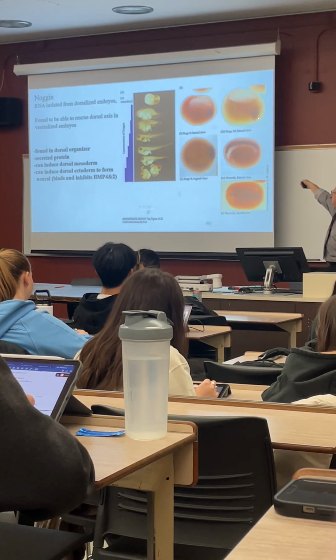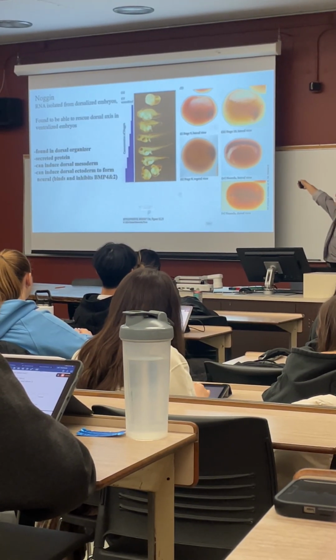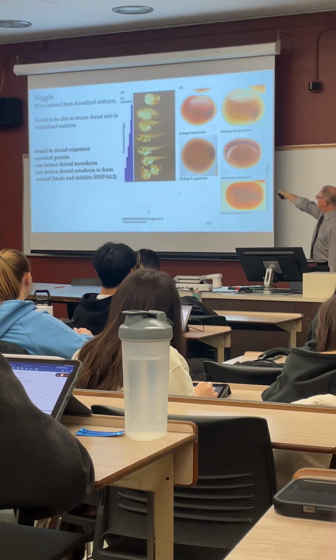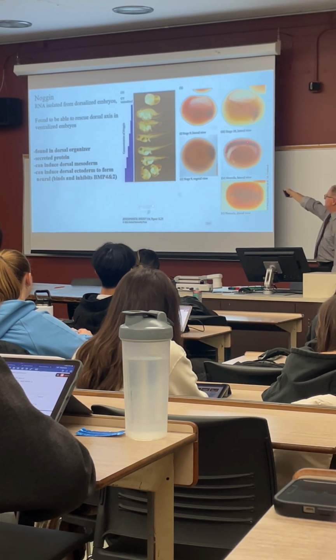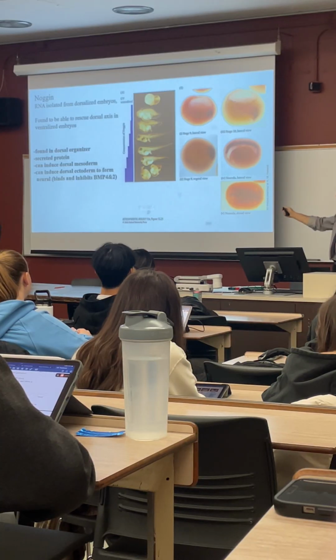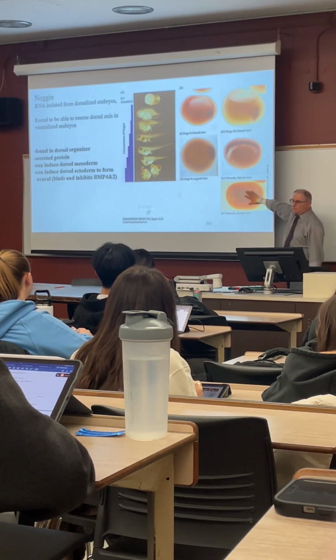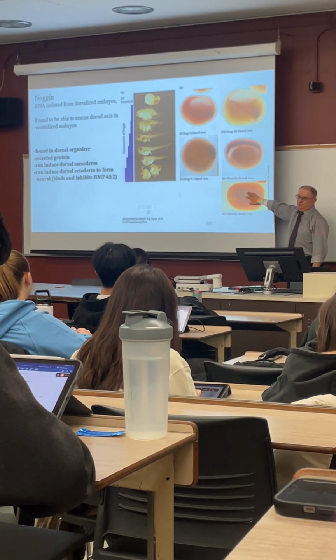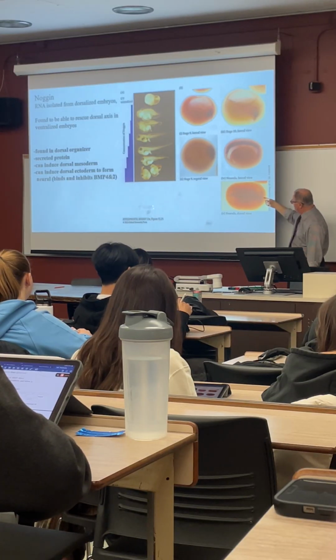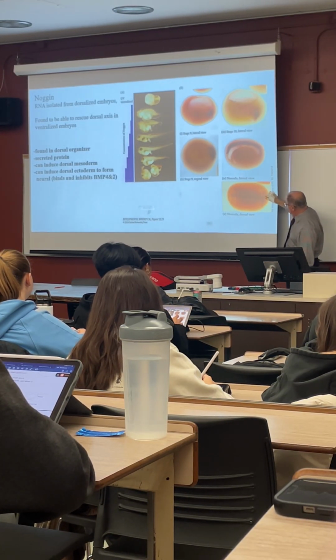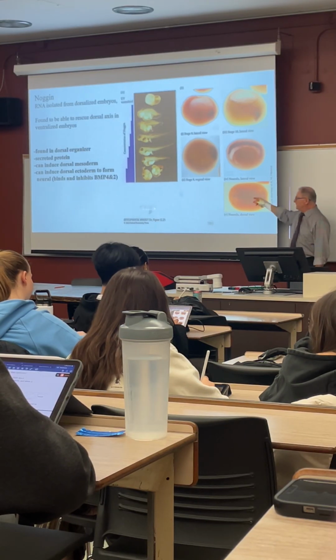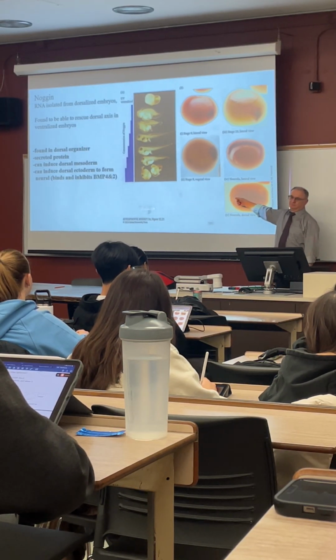So noggin is found in the dorsal organizer, then with gastrulation, noggin is found in this dorsal mesoderm. Okay, so this is noggin in the dorsal mesoderm. This is looking from the side of the embryo. This is looking dorsally on the top of the embryo. When you look at where noggin is found, it is in this structure, which is going to become the notochord.